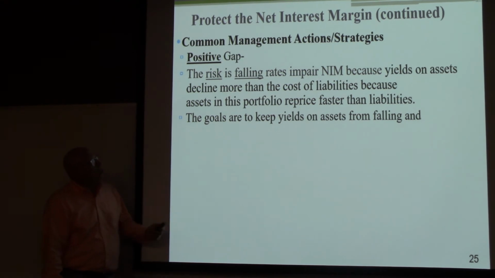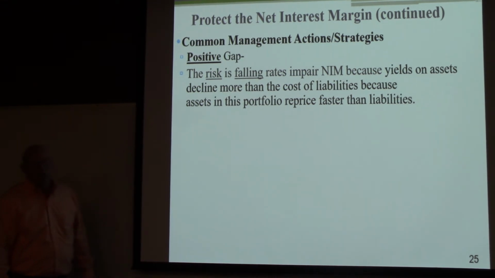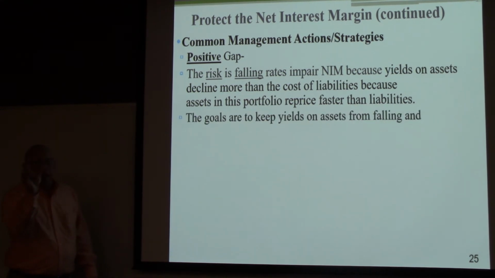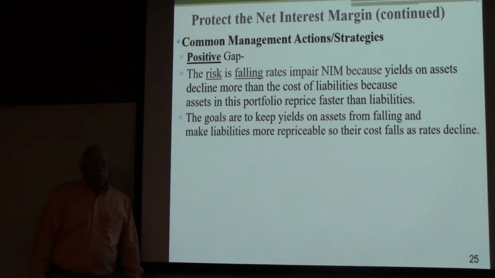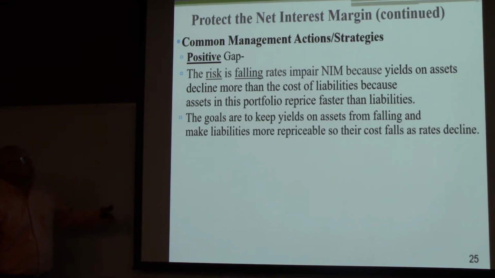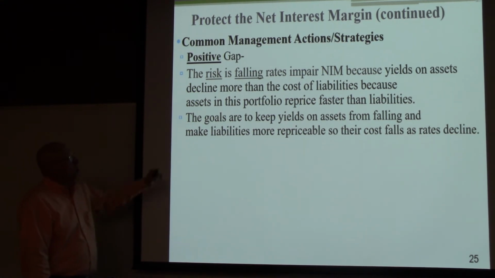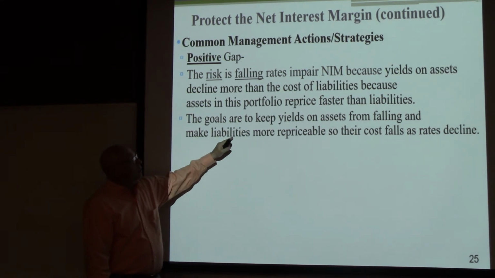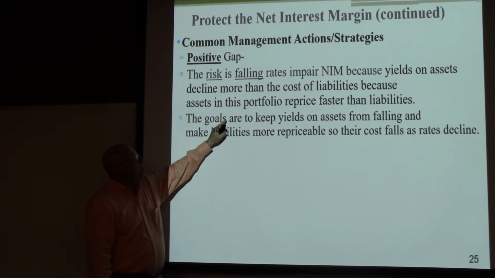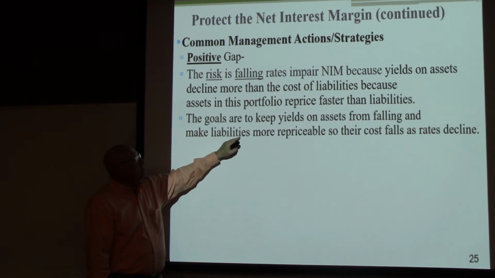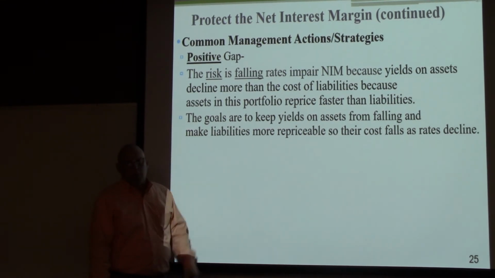When you have a positive gap, you're asset sensitive. You want to shrink that gap. How do you do that? You want to lock in your yields on your assets, and you want to make your liabilities more repriceable, so that their costs will fall as rates decline. So you want to try to make asset yields stickier, and you want to make liability yields more flexible, more mobile.